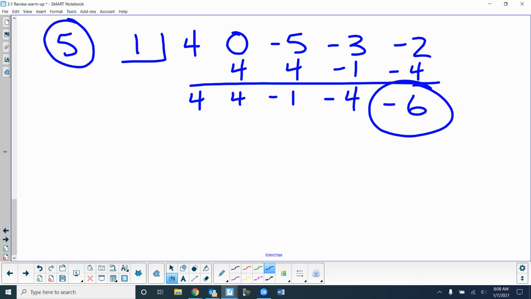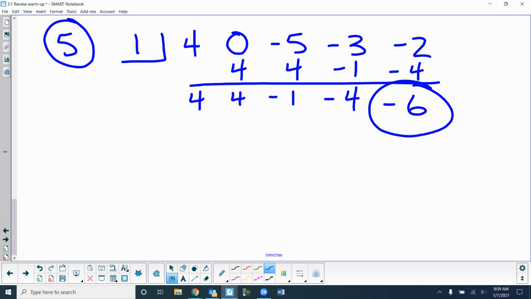So they call this synthetic substitution. If I were to substitute a 1 in for the x to the 4th and the x squared and the x, that's what I would get if I did it that way.